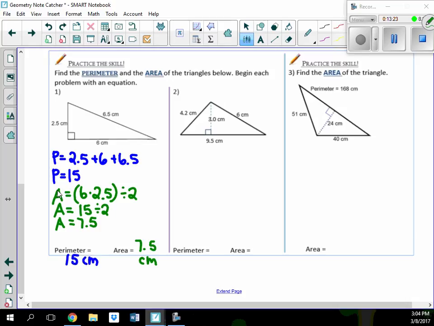All right, for number 2, our perimeter for this one is going to be 4.2 plus 9.5 plus 6. Now we have to be really careful that we do not add the height. The height is not part of the perimeter. So if we add all of these together, we'll get 19.7 for our perimeter.